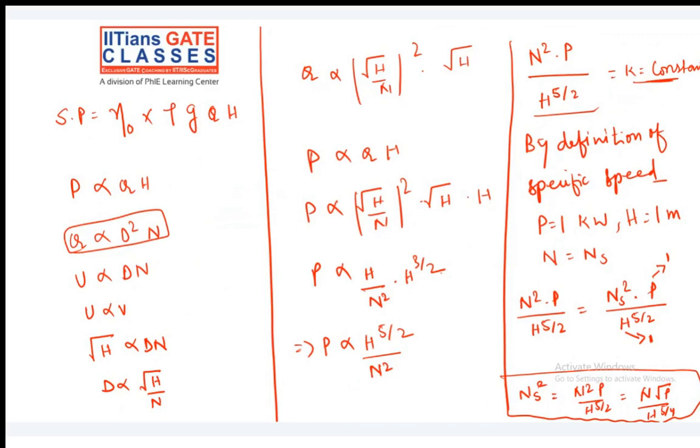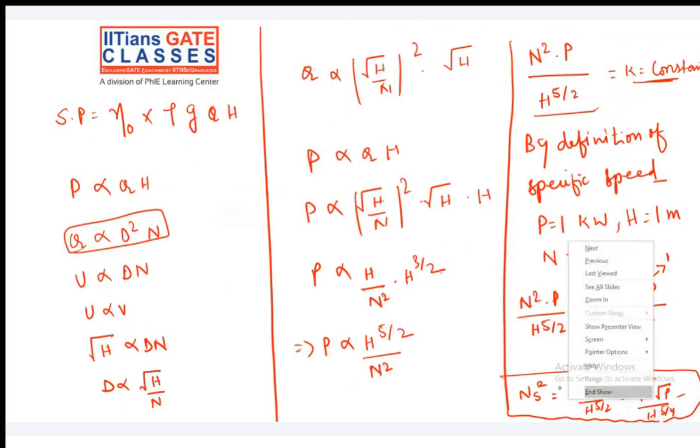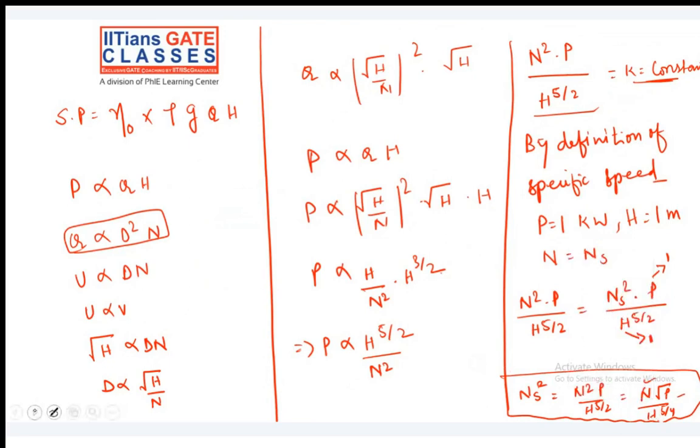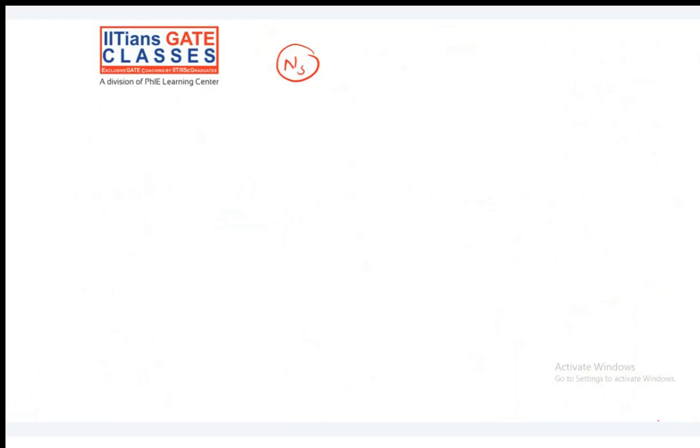That means there are three values N, P and H. So the changes will be in these quantities, but the specific speed has to remain constant. So if you have to compare the turbine at two different working conditions, few things are given to you. What you will compare is their specific speed, which is to remain constant.